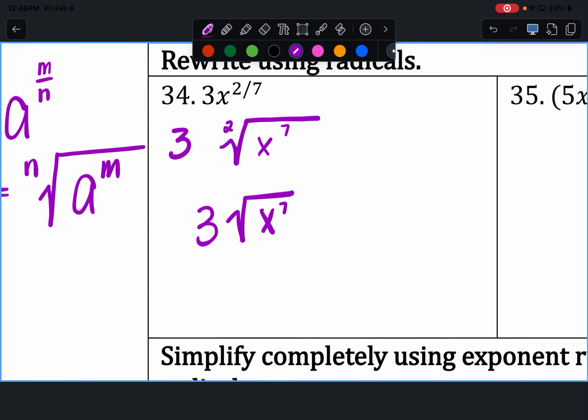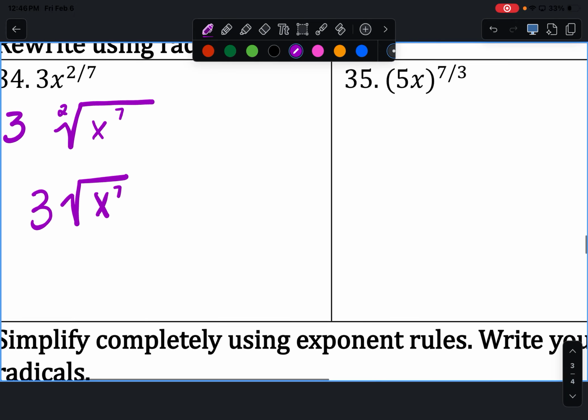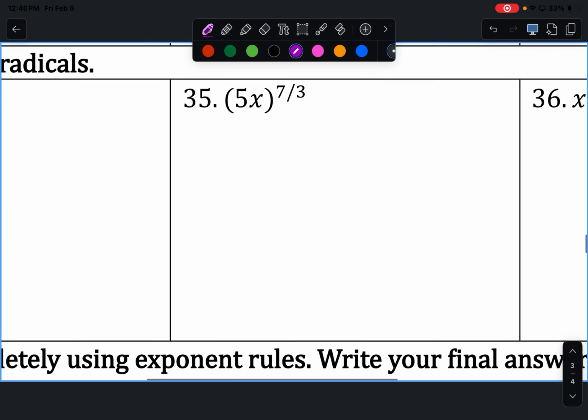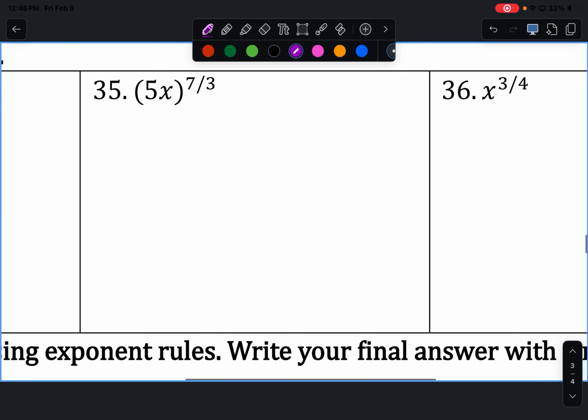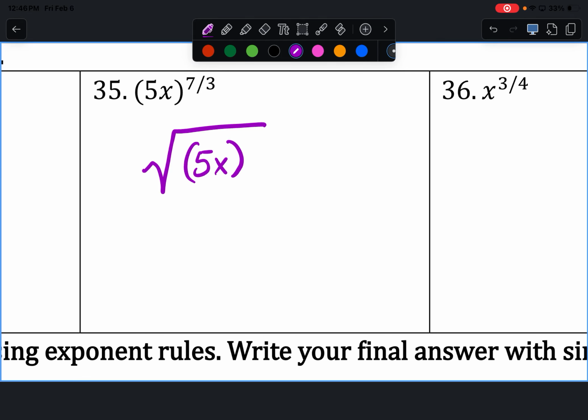All right, now we're going to look at question 35. What is being raised to the power of 7 over 3 in 35? 5x. Both of them are, right? So both of them will go underneath our square root, and they will be in parentheses still. Now, what is the power? 7. And what's the root? There we go.